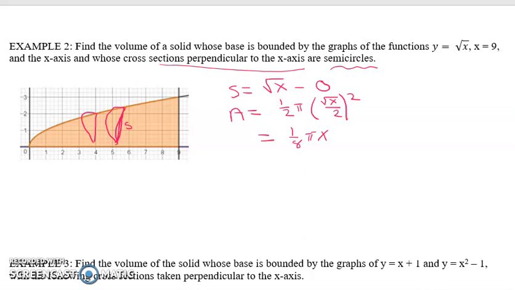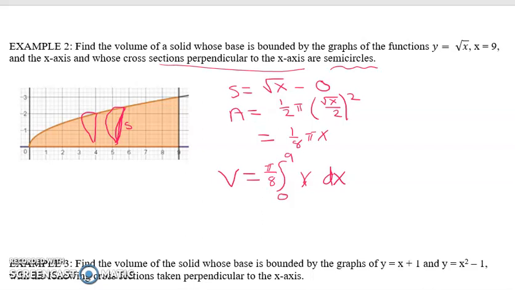So this is our area, and then we want to make it now the volume. So the volume is going to be the integral. My lowest x is 0, my biggest x here is 9. After my 9, I'm going to take the 1/8 pi, or pi eighths, and put that on the outside because that's just a constant, so we can move that out. That just leaves me here with an x, and then dx, which is the width of every single one of these cross sections.